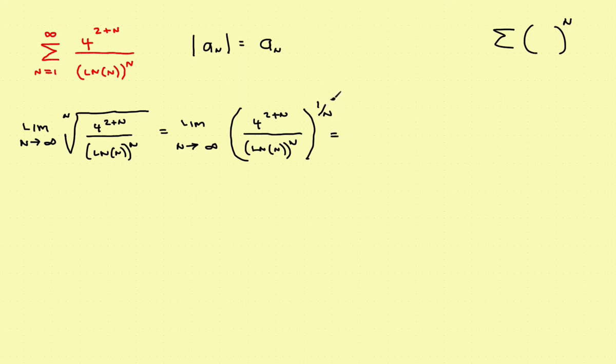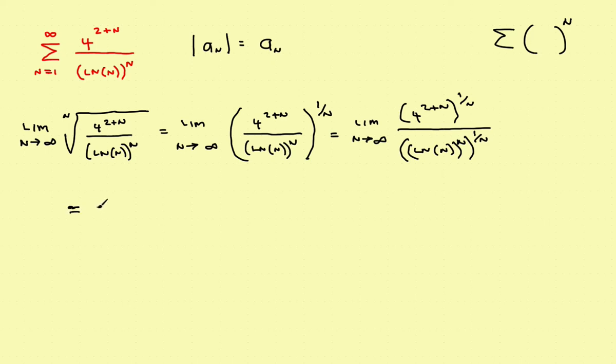Now again, this is just each thing raised, the numerator raised to the 1 over n and the denominator raised to the 1 over n. So I'll make this be the limit as n approaches infinity of, now first of all, we'll take the numerator. So that would be 4 to the 2 plus n, this whole thing raised to the 1 over n power. Then in the denominator, do the same thing. So the denominator is the natural log of n. Originally it was this, and now we're going to raise that to the 1 over n power. So again, raise both the numerator and the denominator to the 1 over n power. And now it's just a matter of playing around with the exponents.